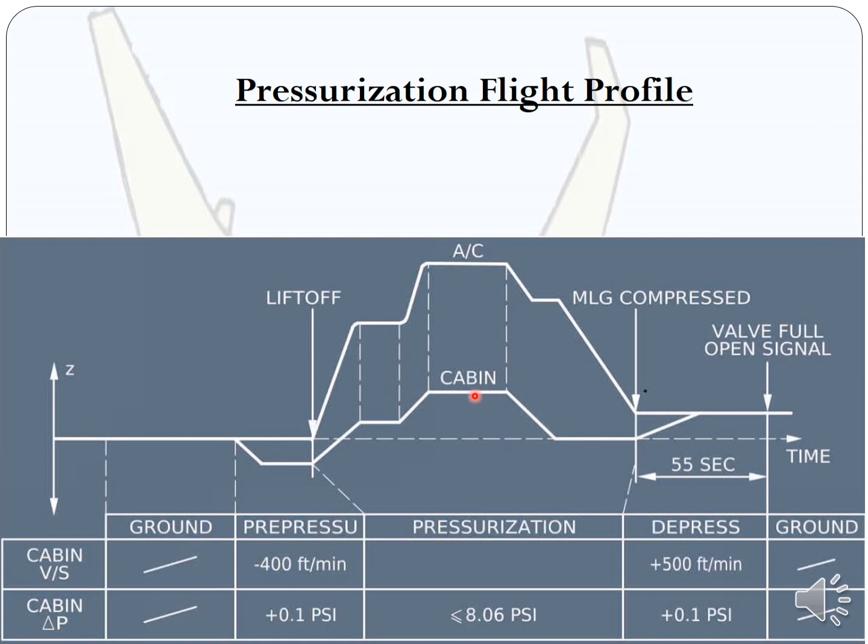I already explained this to you. This is the aircraft actual altitude. When the aircraft has touched down, the aircraft needs to be depressurized at a rate of plus 500 feet per minute.